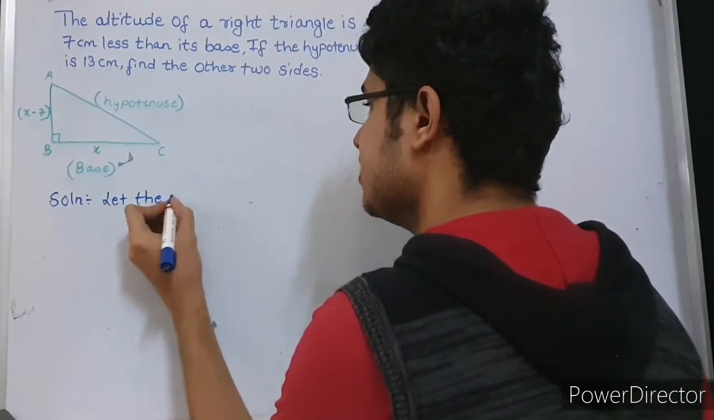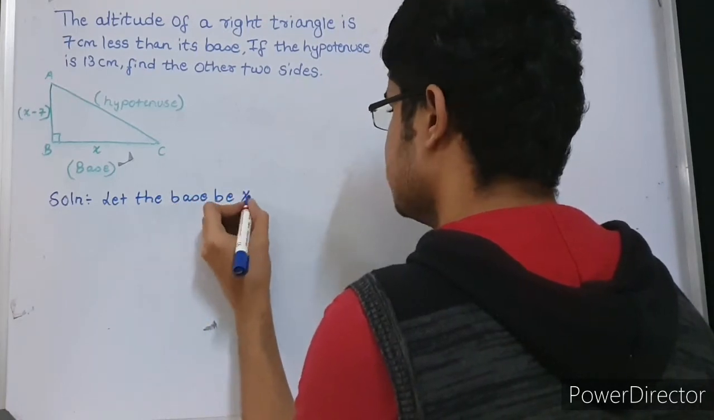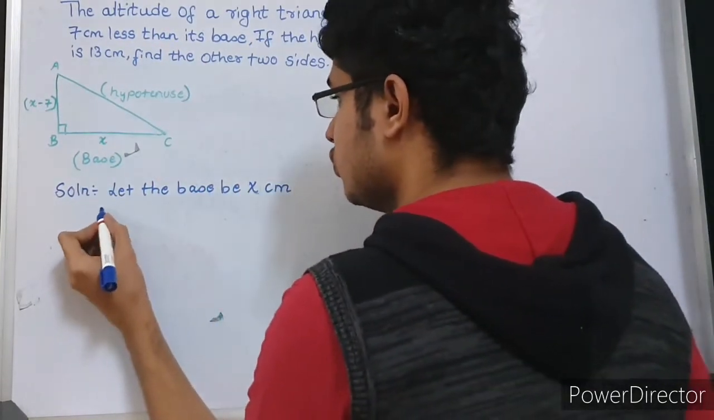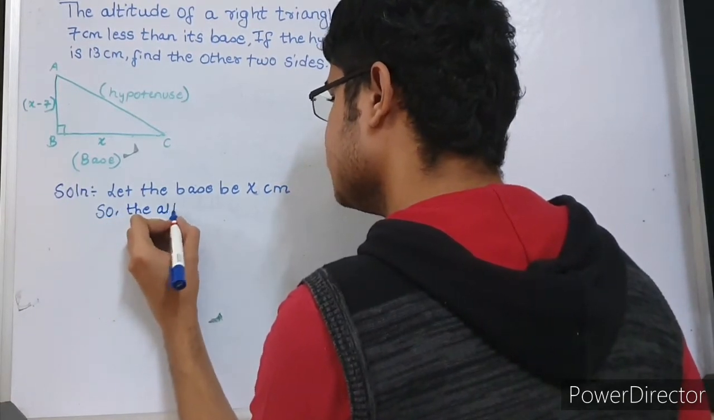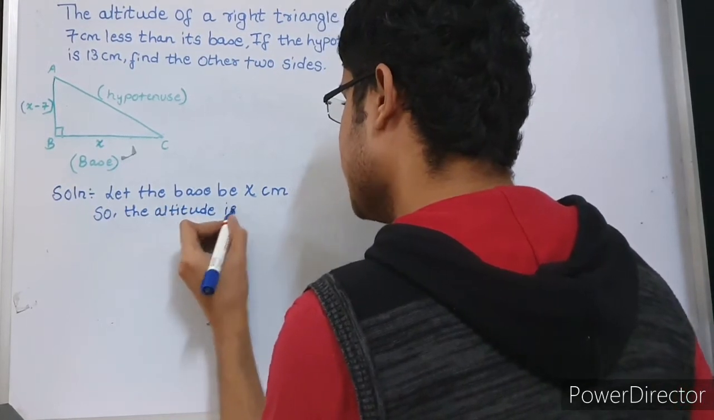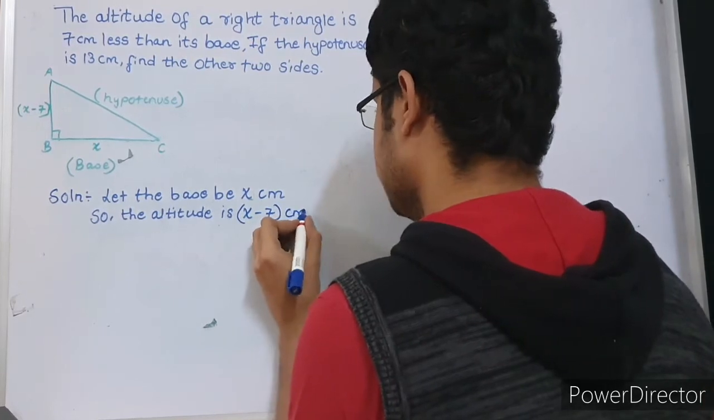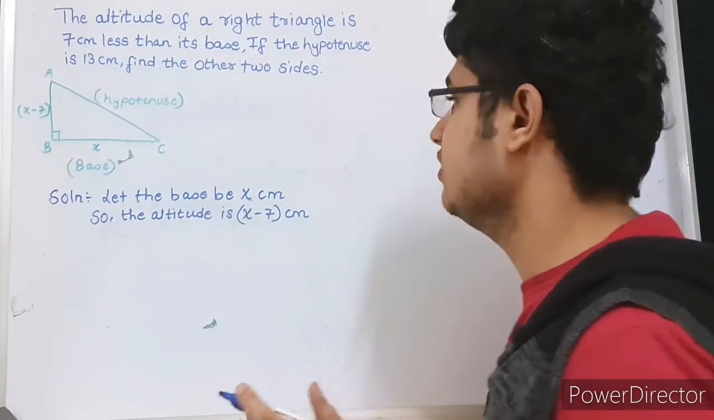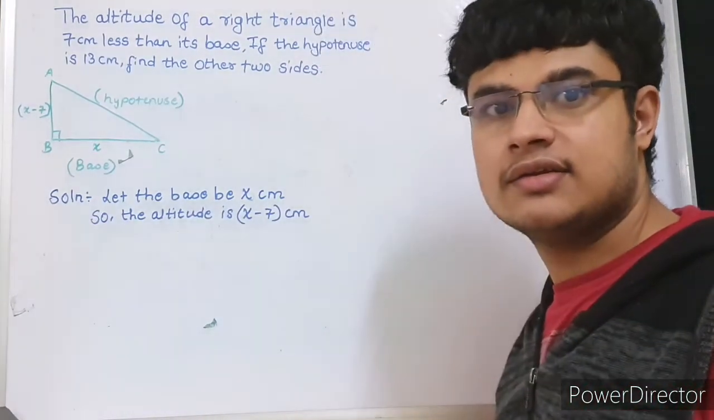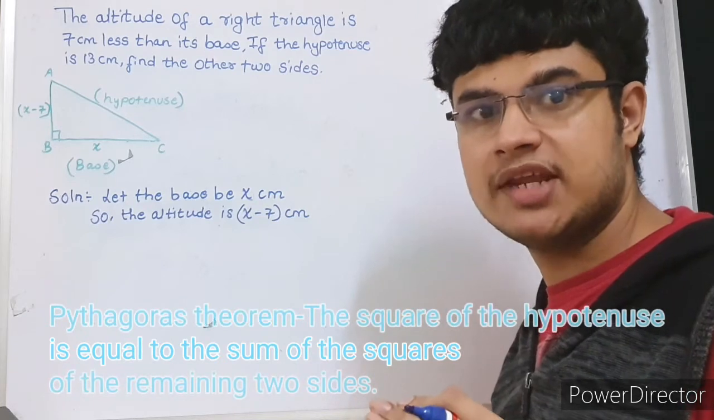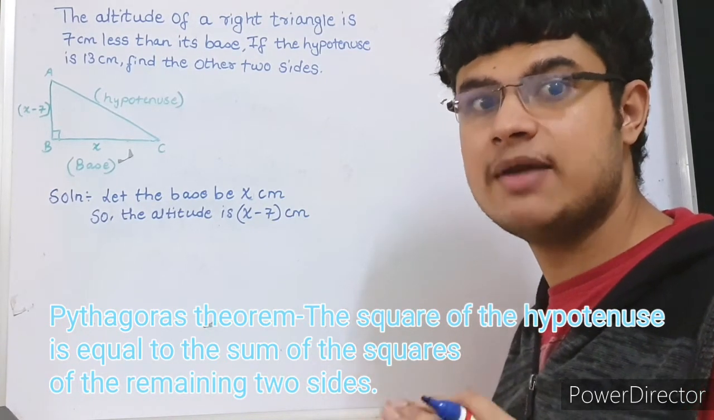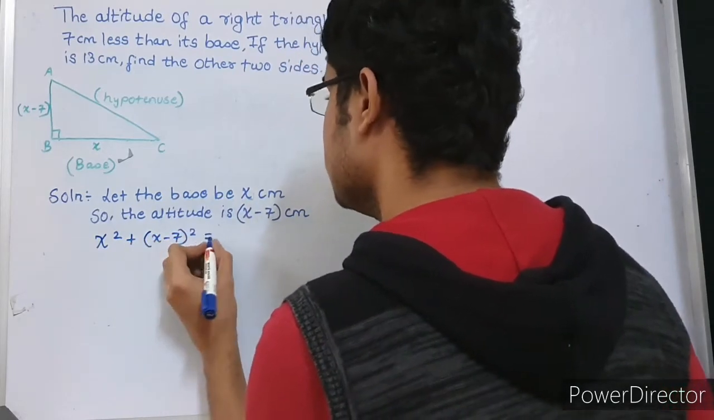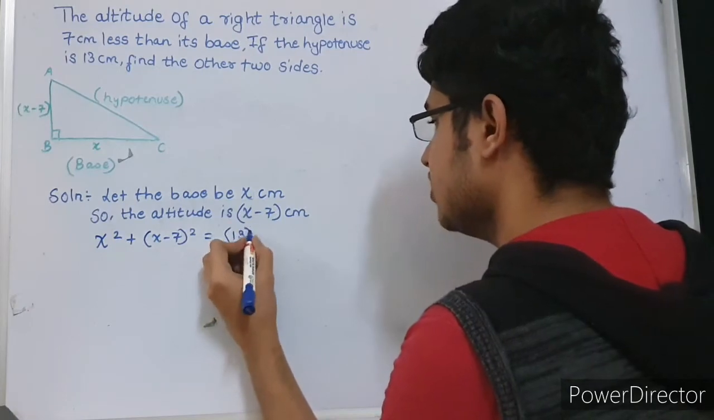Let the base be x centimeter. Now the altitude is 7 centimeters less than the base. So the altitude is x minus 7 centimeters, and I am given the hypotenuse is 13 centimeter. So I can easily form a quadratic equation using Pythagoras theorem. The Pythagoras theorem states that the sum of the squares of the remaining two sides of the triangle is equal to the square of the hypotenuse. So it is basically x square plus x minus 7 the whole square is equal to, I am given the hypotenuse which is 13 centimeter, so it is 13 square.